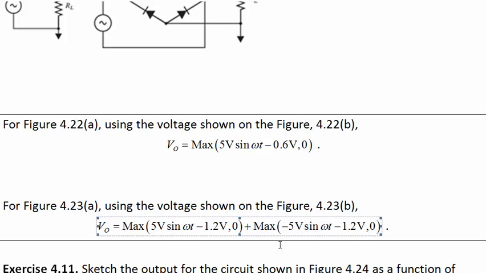Only one of these max functions is ever going to be active at the same time, so there's no way that adding the two maxes is going to give us something that's bigger than either one individually.